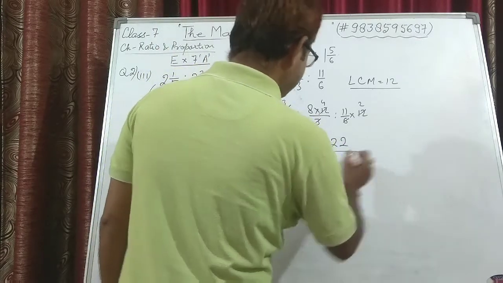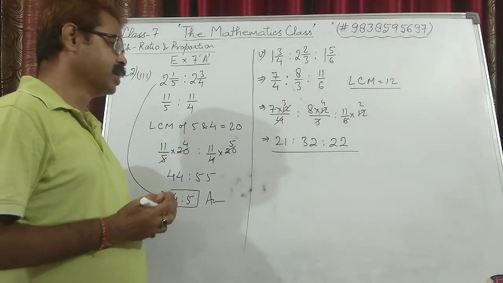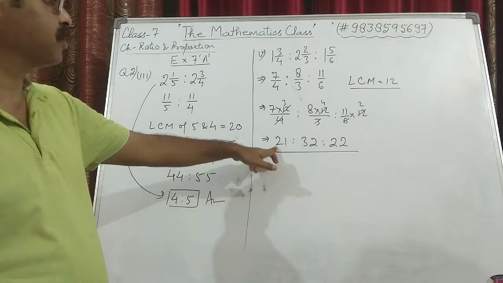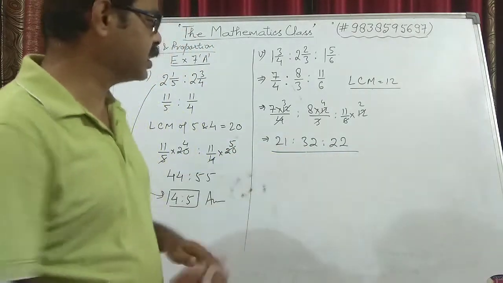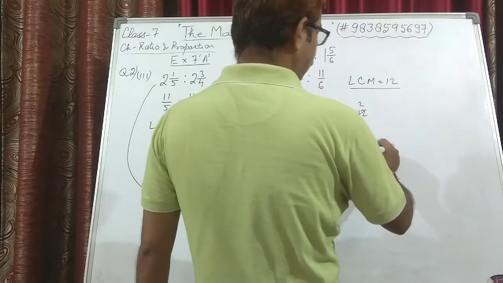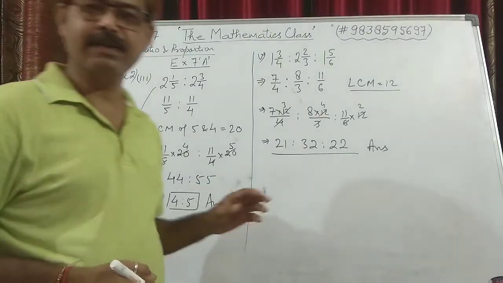22. Now these numbers 21, 32 and 22 don't have any common factors, because the factors of 21 are 3 and 7, whereas this is divisible by 2, and this is divisible by 11 and 2. So this is the final value, because they cannot be reduced to any other number now.